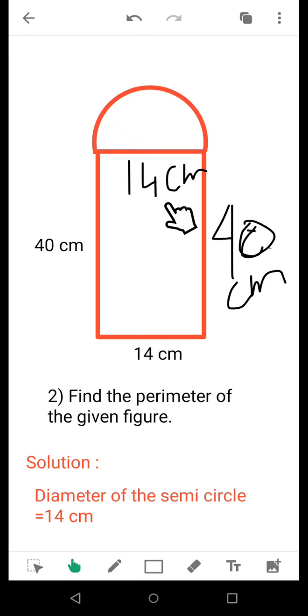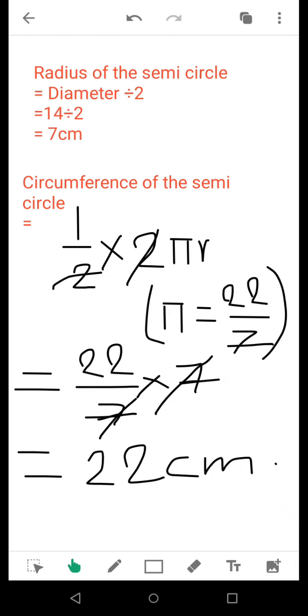Now if you take a look at this 14 centimeter, it means the diameter of the semicircle. But we need to calculate the radius of the semicircle to find out the circumference of the semicircle. Now you have to begin your solution like this. Diameter of the semicircle is 14 centimeter. Now you find out the radius of the semicircle, that is diameter divided by 2, meaning 14 divided by 2, that is 7 centimeter. So the radius of the semicircle is 7 centimeter.